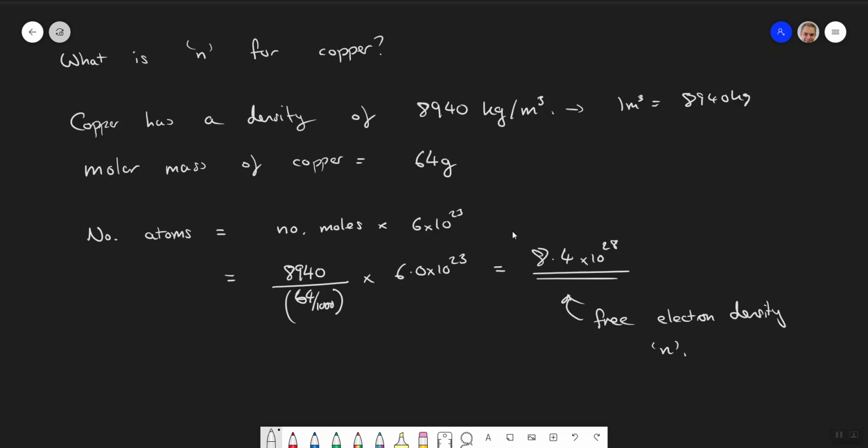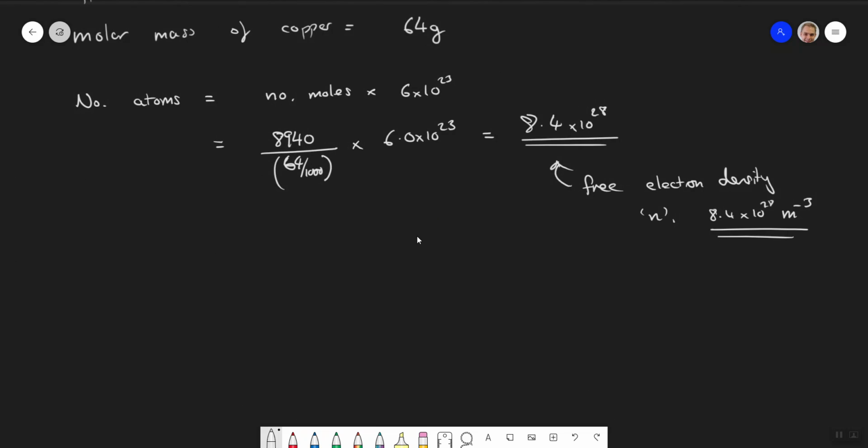Okay, this is how many electrons are free per cubic meter for copper. It's 8.4 times 10 to the 28 electrons per cubic meter. And that's one of the reasons why copper is a great conductor, because you can do this for lots of other metals, and this is one of the ones at the top. It has a very large number of free electrons. Metals tend to have free electron densities in the region of 10 to the 28. That seems to be a thing.